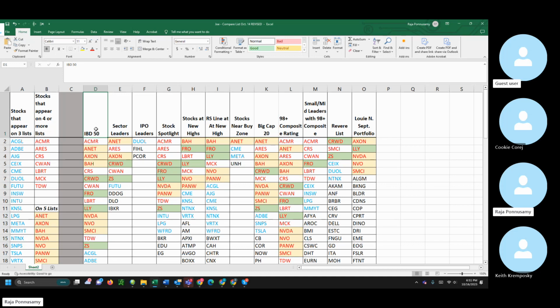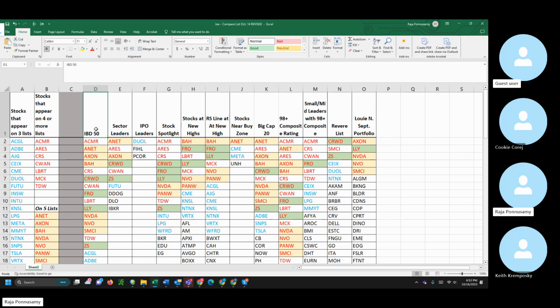But I wanted to know which list they were on, because it seems pretty important, like sector leaders, stock spotlight, and more importantly, the RS line at a new high. In my opinion, that's one of the most important lists that it could be on.